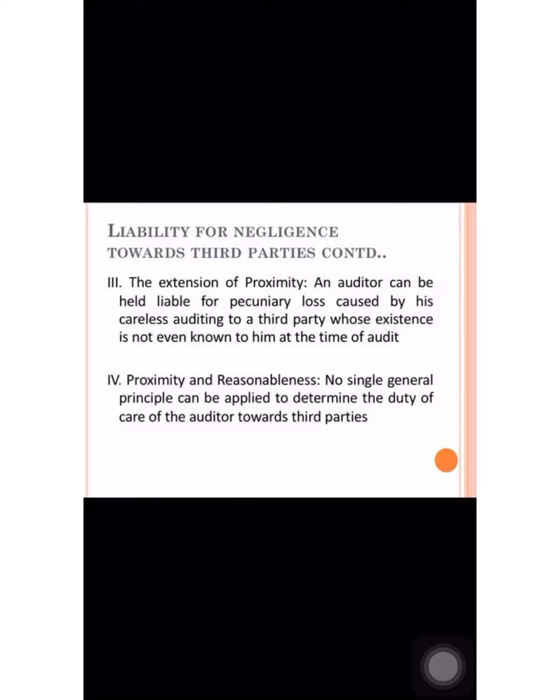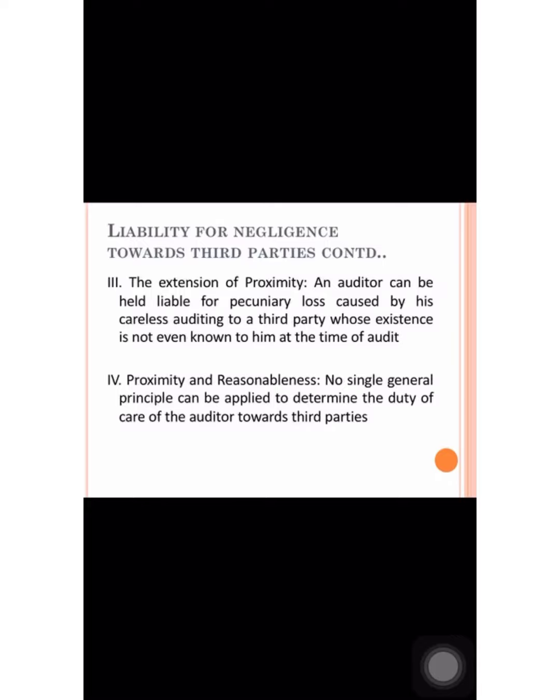The last phase, the fourth phase, is proximity and reasonableness. It was held that no single general principle can be applied to determine the duty of care of the auditor towards third parties. So it all depends on the damage that is suffered. Like, is it the kind of damage which the auditor was under a duty to prevent, or if the auditors knew that the financial statements were being shown to the plaintiff for a specific reason, like inducing him to invest money in the company. So in those cases, the auditors can be held liable, and this decision has been followed in various courts' judgments.